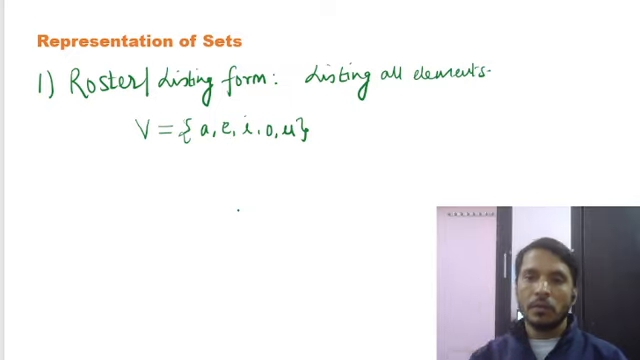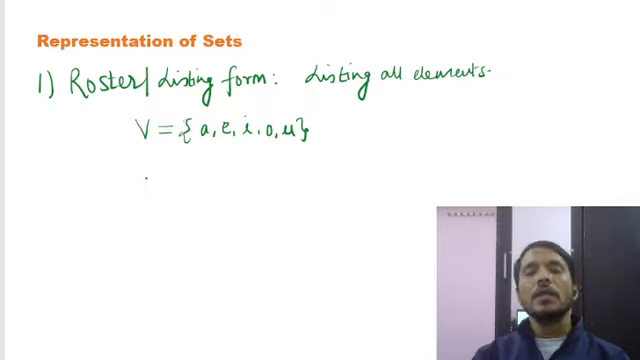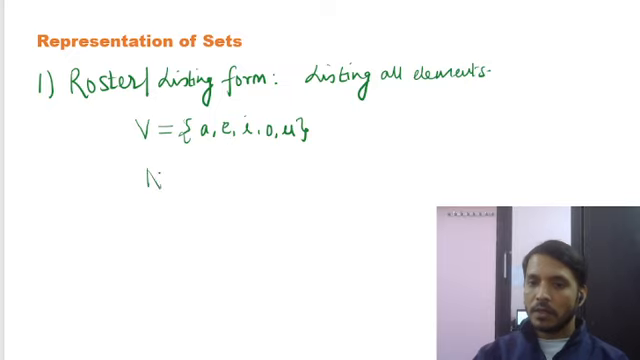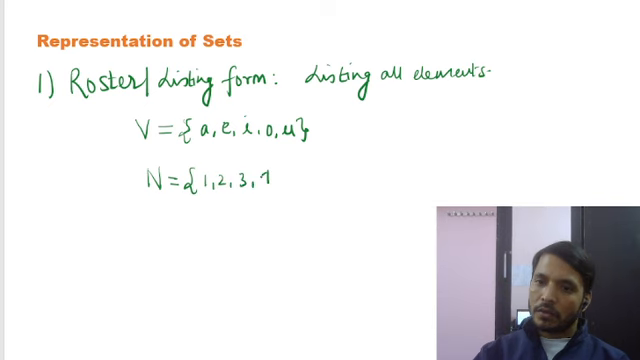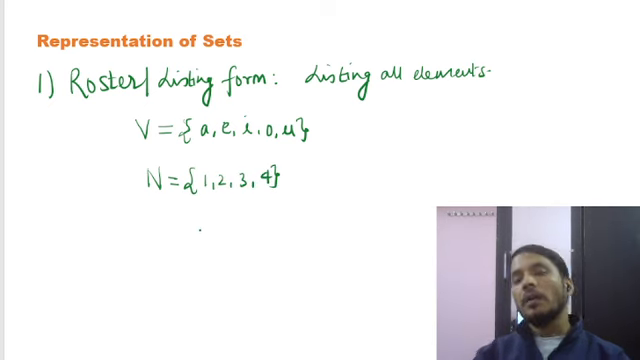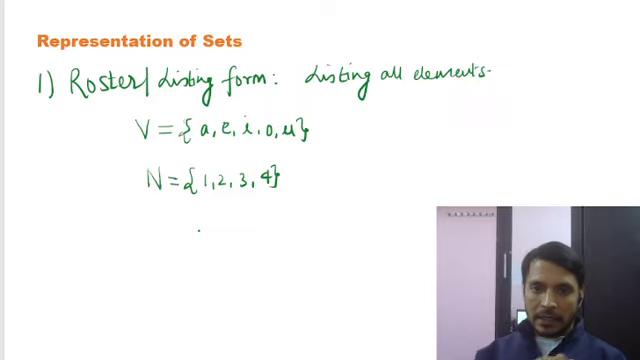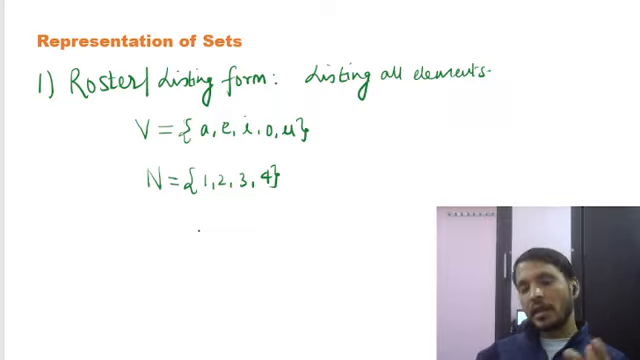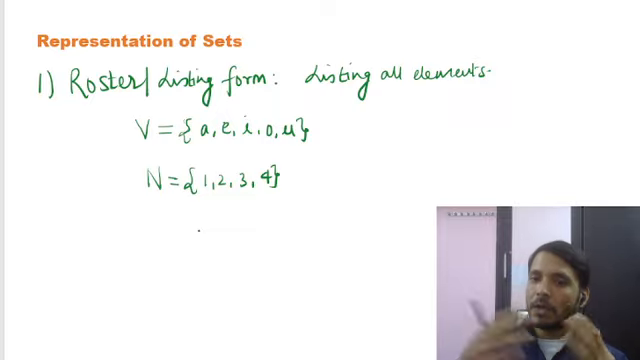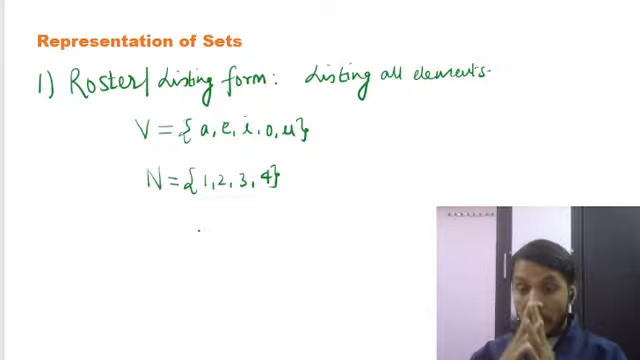Roster or listing form. Now tell me the set of natural numbers less than 5. So what will be that answer? Same here, you will say natural numbers less than 5 is equal to 1, 2, 3, 4. So we are writing each and every element inside that set. Whenever we write each and every element, that comes under the roster or listing form.